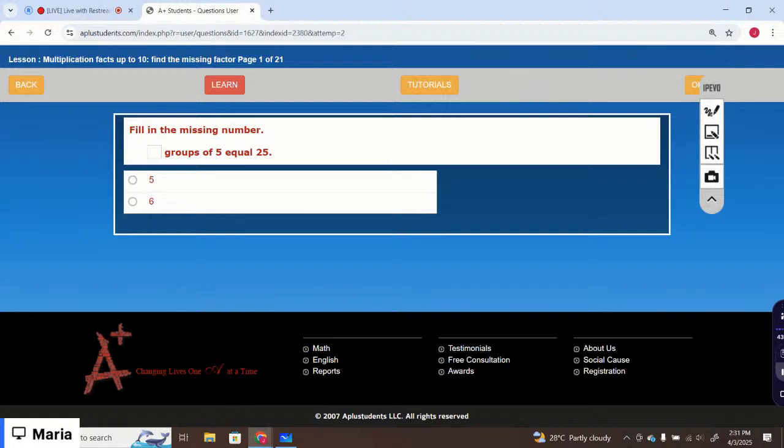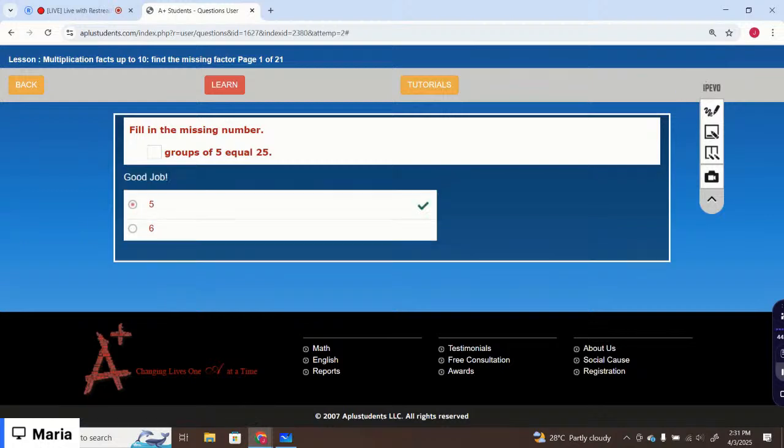How many groups of 5 equals 25? 5 times 5 equals 25. Option number 1 is the correct option.